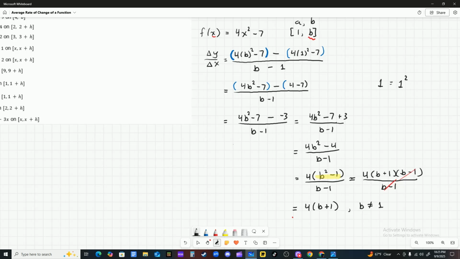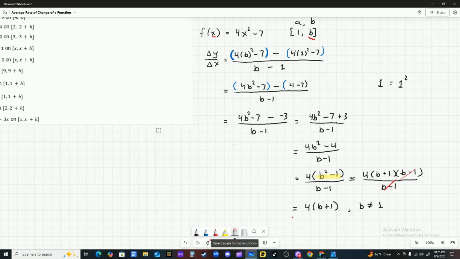Because if you put b equal to 1, we get a 0 in the denominator, and that's not allowed. Okay? So this is our full answer for number 1. All right, let's continue to the next example now. So that's our answer for that one.